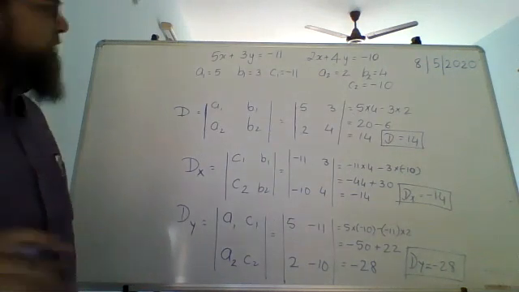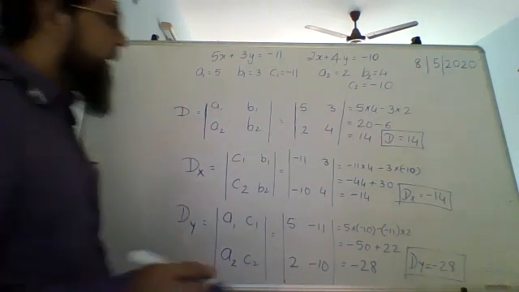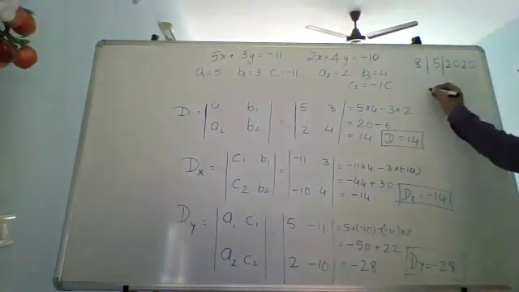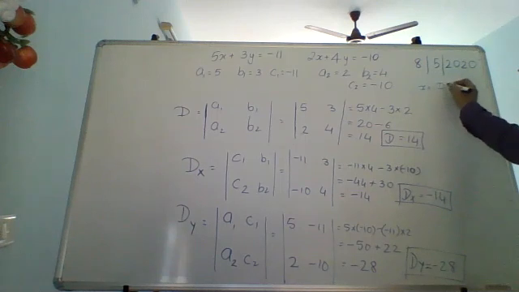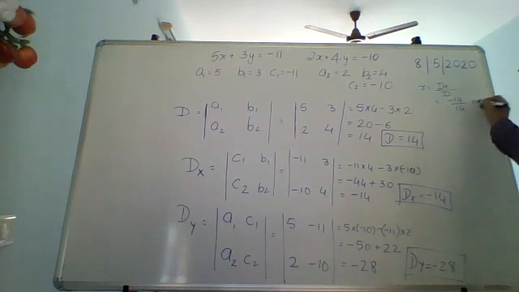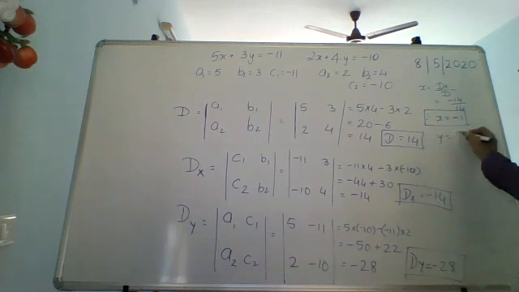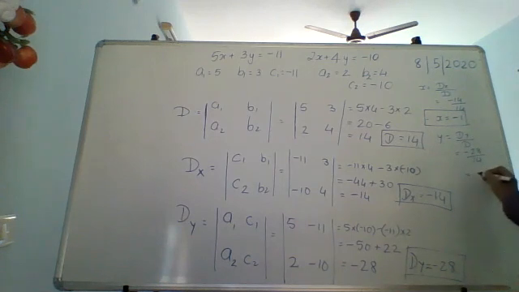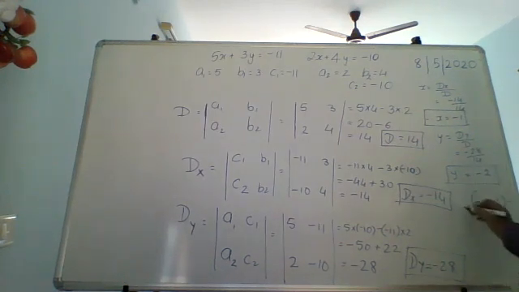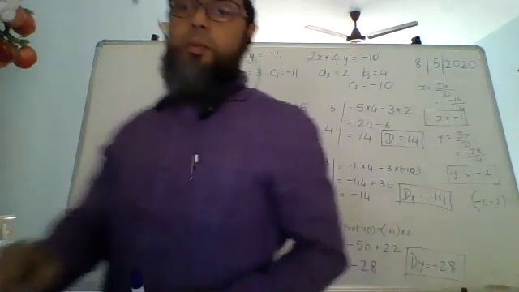Is this clear? After that, we just have to find x and y. What is x? X is dx upon d, which is minus 14 upon 14, which is x equals minus 1. Similarly, y equals dy upon d, which is minus 28 upon 14, which is equal to minus 2. So the solution is minus 1 comma minus 2.